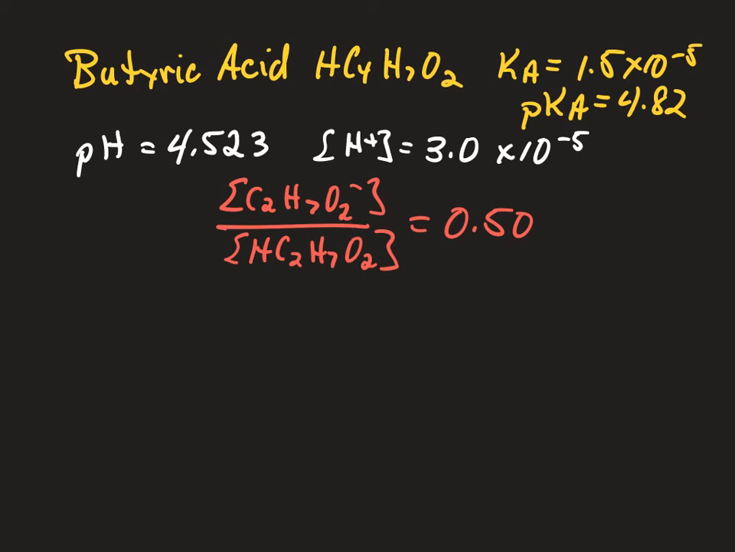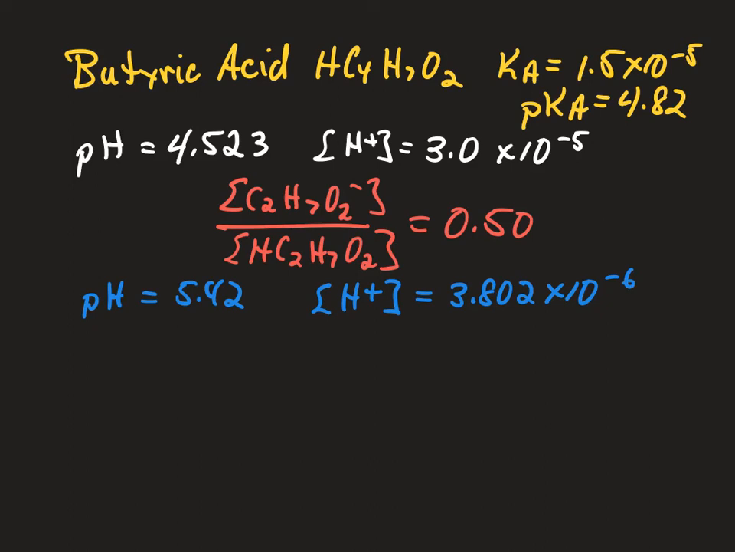So let's look at a different condition. Let's look at a pH of 5.42 or a concentration of hydrogen ions of 3.802 times 10 to the minus 6.